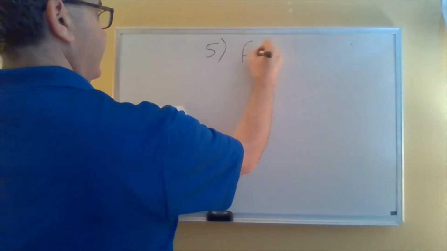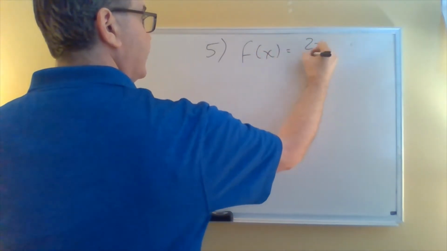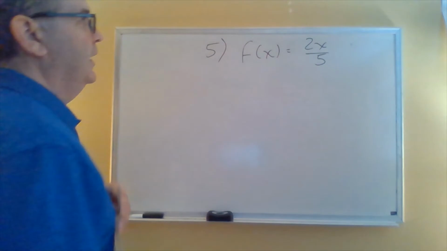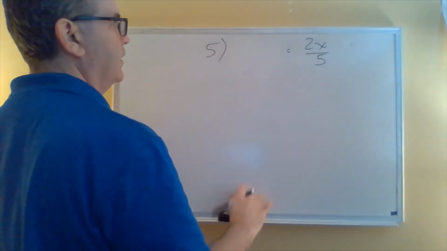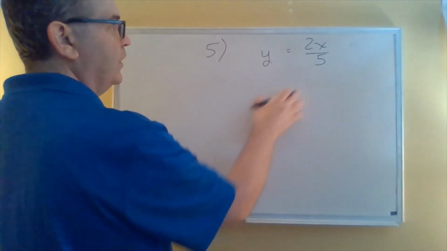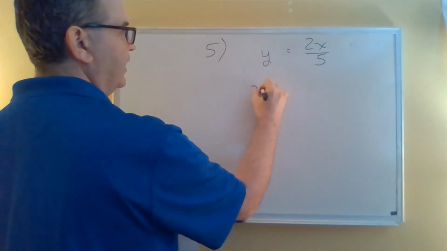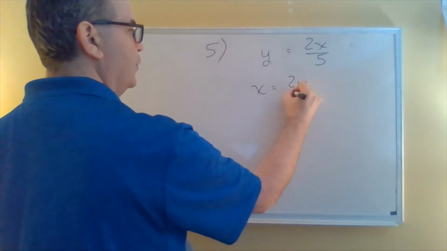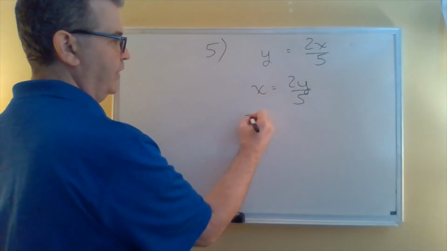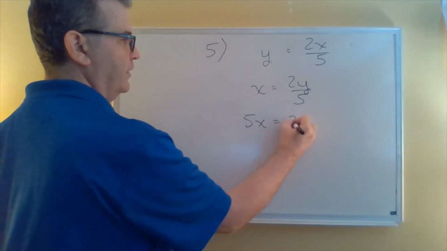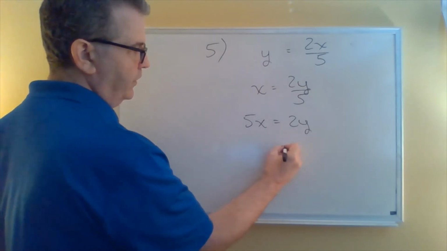I have f of x equals 2x over 5. I'm going to change that f of x to a y. And then I'm going to rewrite my equation, changing my y's to x's and my x's to y's. So I get x equals 2y over 5. Need to solve this equation for y, so I multiply both sides by 5 first. And then I'm going to divide each side by 2.